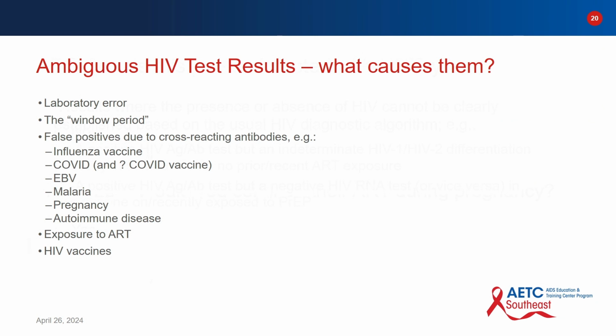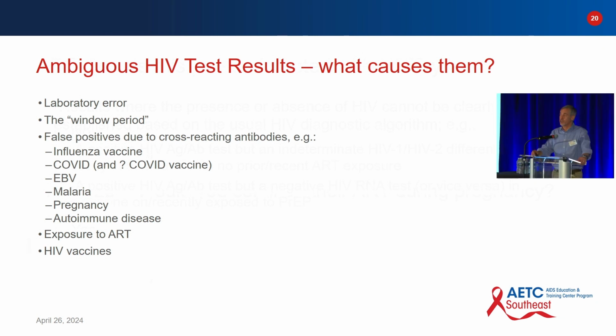Also, as we are learning, exposure to antiretroviral therapy, particularly in the form of pre-exposure prophylaxis, and especially long-acting PrEP, can definitely impact testing results and lead to confusing patterns. Exposure to an HIV vaccine can also do the same. And importantly, and particularly relevant to this case, and any case where a person does not have prior ART exposure, we think about the most likely cause being something called highly cross-reactive heterophile antibodies.